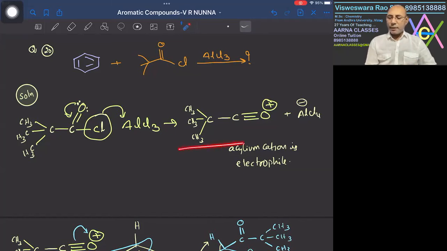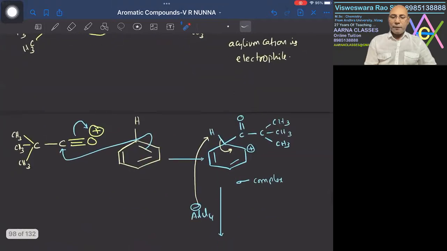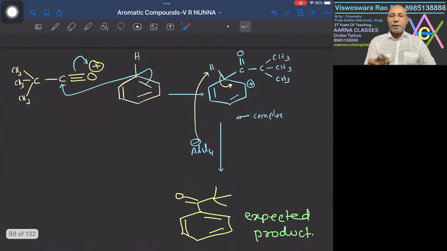So I got the acyl carbocation more stable, but remember the positive charge is actually on the carbon, not on the oxygen. So this is our electrophile in this aromatic electrophilic substitution. Now that we have the electrophile, I'm going for the aromatic electrophilic substitution. This is the benzene ring, and six carbons are there, every carbon has a hydrogen. I'm showing one hydrogen because I want to remove that hydrogen, and this hydrogen is going out as H plus after the reaction.